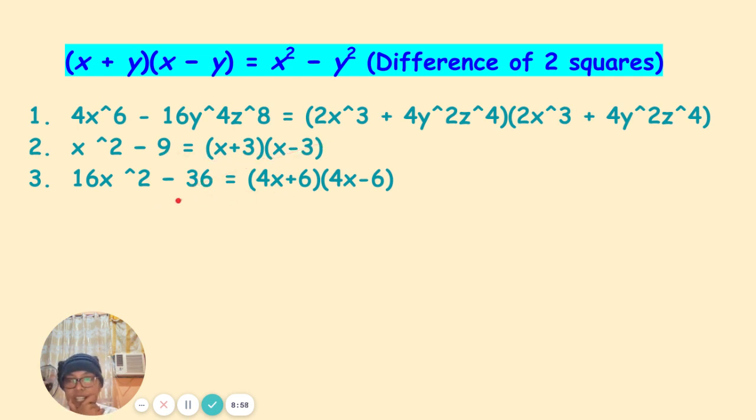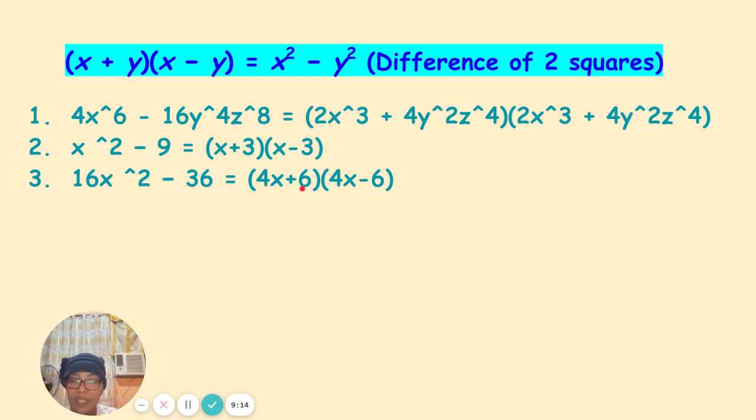Madali lang po yan. So, third example is 16x squared minus 36. So, square root of 16 is 4. Yun na ulit. Sulat nyo sum and difference. Square root of x squared, 2 divided by 2 is 1. So, 4x. So, plus, square root of 36 is 6.